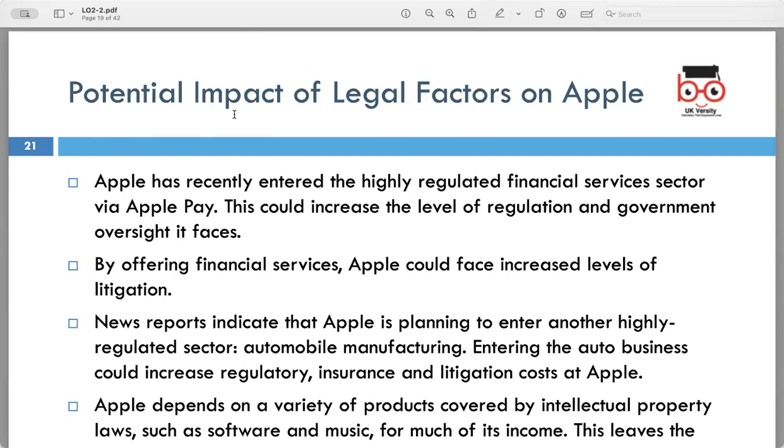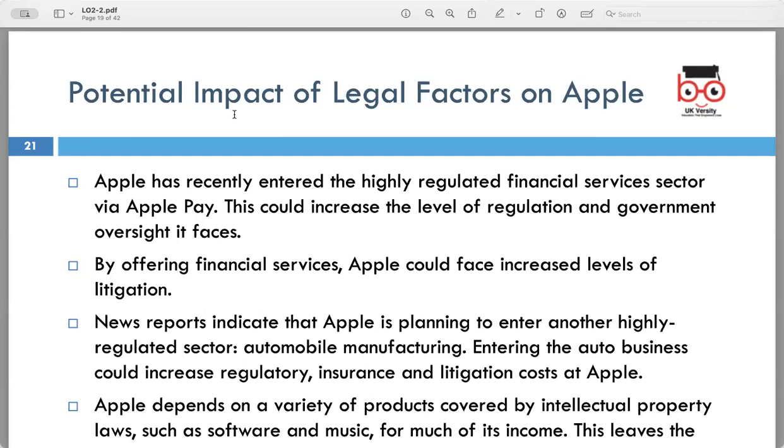According to stories in the news, Apple is reportedly intending to join another externally competitive market. Vehicle manufacturing is a regulated industry. Making a debut in the automotive industry could end up increasing Apple's costs associated with legislation, insurance, and regulatory compliance.